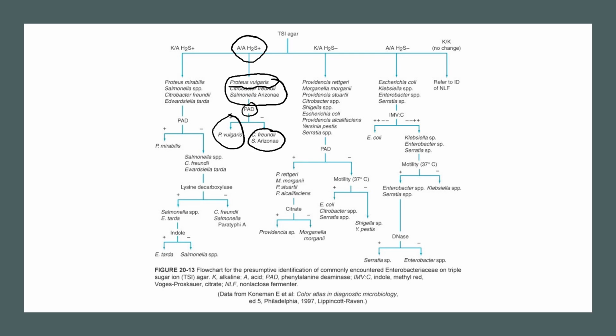On the other hand, Citrobacter freundii looks just like E. coli on MacConkey because it ferments lactose, right? So it produces acid over acid on TSI. The difference between Citrobacter and E. coli is that Citrobacter produces H2S. Make sense? Okay.